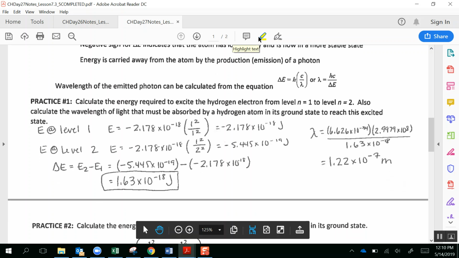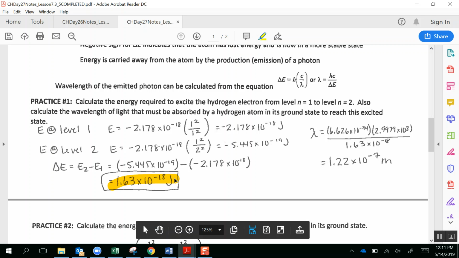Practice problem number 1 says: calculate the energy required to excite the hydrogen electron from level n equals 1 to level n equals 2. Also calculate the wavelength of light that must be absorbed by a hydrogen atom in its ground state to reach the excited level. If we use the equation that Bohr came up with, energy equals this constant times the top one, we calculate the energy at level 1, the energy at level 2, and then subtract those, and we end up with 1.63 times 10 to the negative 18 joules.